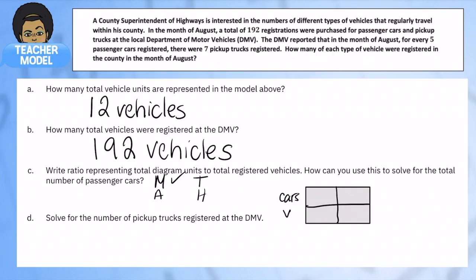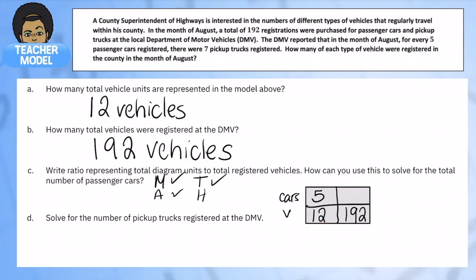Okay, so I know that there are 5 cars for every 12 vehicles. I want to know how many cars when I have 192 vehicles. So I've made my table and now I've added my numbers. So now I want to test my patterns. I want us to think for a minute, how can I get from 12 to 192?